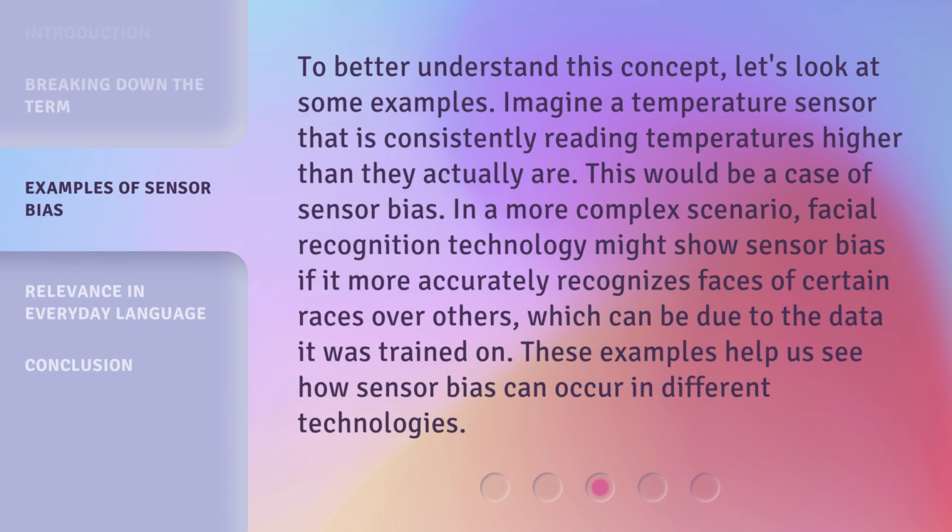To better understand this concept, let's look at some examples. Imagine a temperature sensor that is consistently reading temperatures higher than they actually are. This would be a case of sensor bias. In a more complex scenario, facial recognition technology might show sensor bias if it more accurately recognizes faces of certain races over others, which can be due to the data it was trained on. These examples help us see how sensor bias can occur in different technologies.